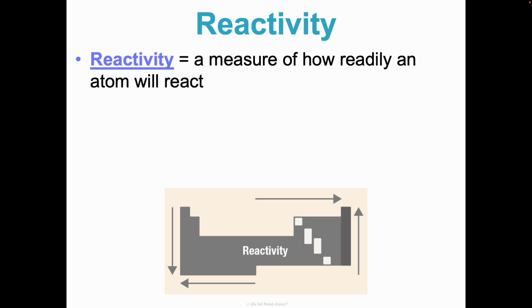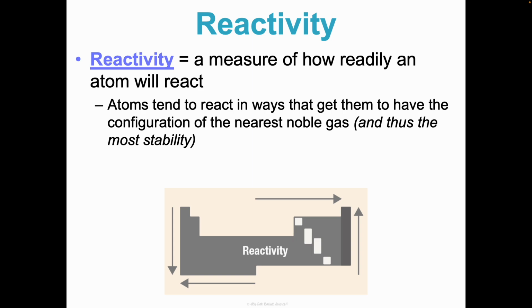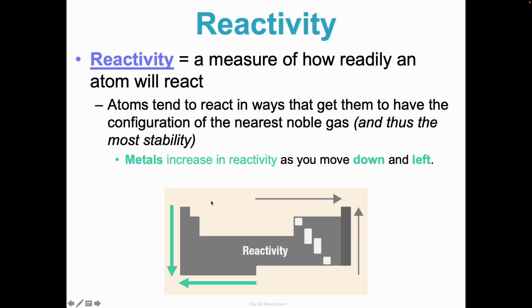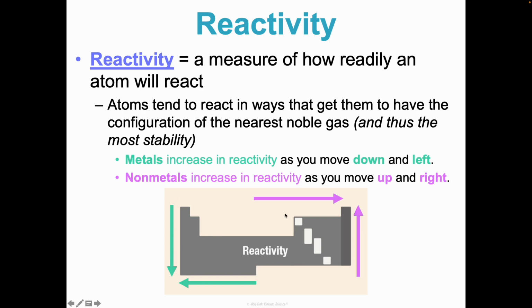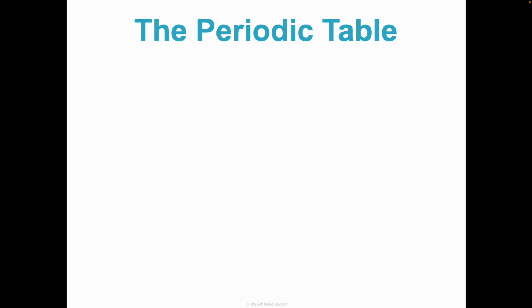So this is just a measure of how readily an atom will react. Atoms tend to react in ways that get them to have the configuration of the nearest noble gas to them, because that's going to be the most stable version. Remember, noble gases are stable and non-reactive. So metals increase in reactivity as you move down and left on the periodic table. So over this way. Non-metals increase in reactivity as you move up and right. So these are the most reactive non-metals over here, with the exception of course of our noble gases. So really up here in those halogens. Okay, that's just one periodic trend.